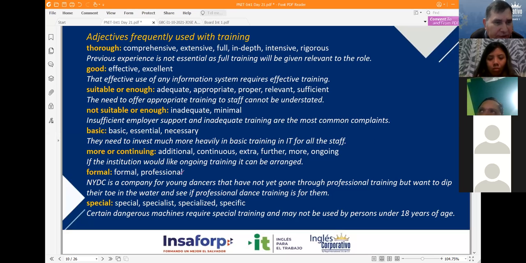Okay, so then you say more or continuing: additional, continuous, extra, further, more, ongoing. This is with training: ongoing training, more training, further training, extra training, continuous training, additional training. Okay, if the institution would like ongoing training, it can be arranged.